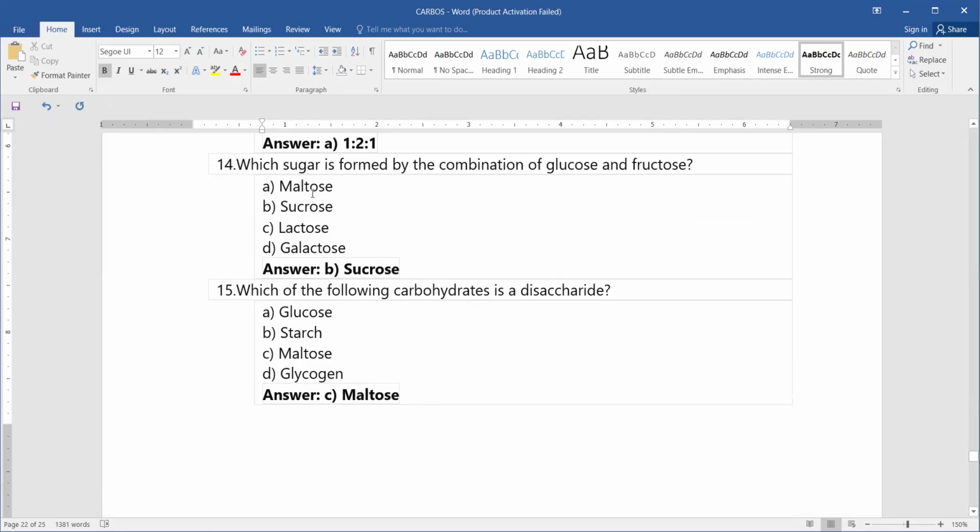When glucose and fructose combine, it will be the sugar which is known as table sugar. Okay, which we utilize in our tea or coffee making.